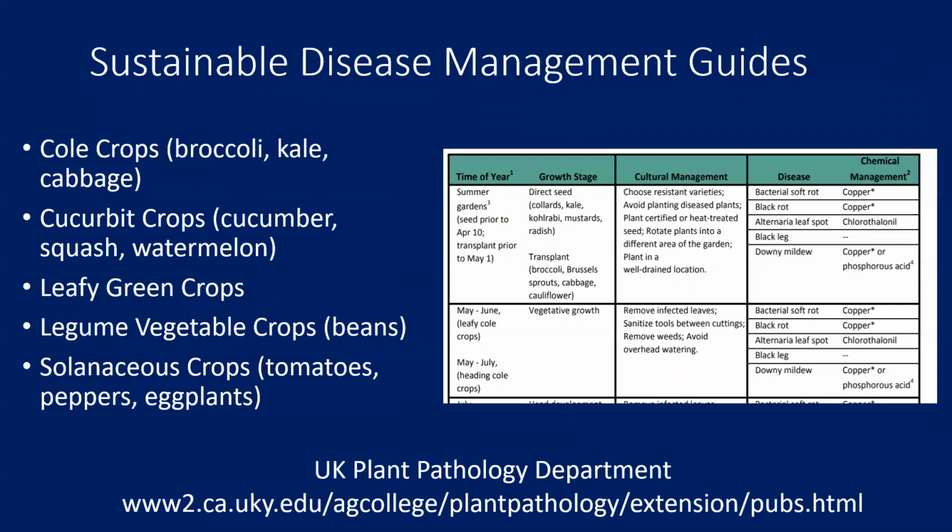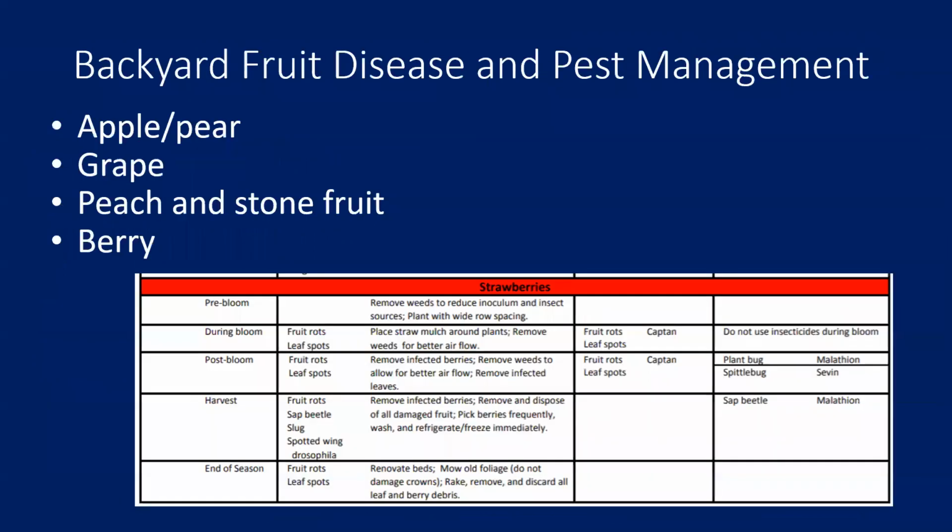They also offer sustainable disease management guides for the same crops that I mentioned earlier. These are geared more towards homeowners, and they break down the time of year and the growth stage and what you should be doing in the garden, as well as the diseases and chemical management. And you can see on the far right that the products that have an asterisk by them are, I believe, organic.